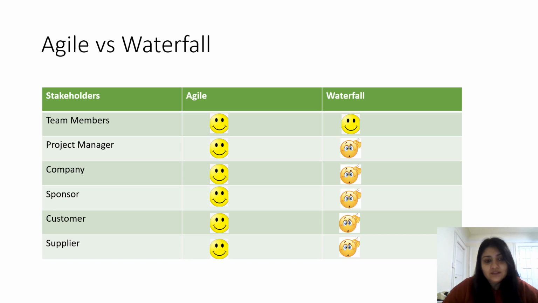But all the others, like project manager, company, sponsor, customer and suppliers, are all confused about what exactly the output of the project is, whether the project manager is going in the right path or not, and whether what the project manager is producing is correct based on the requirements or not. In the waterfall model, these are all surprises, but in the agile method, you can have stakeholder engagement and verify these answers.